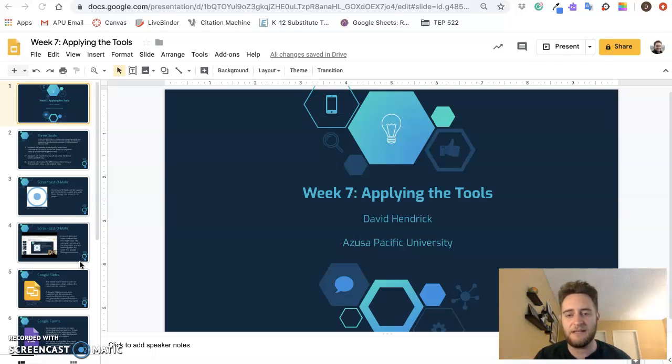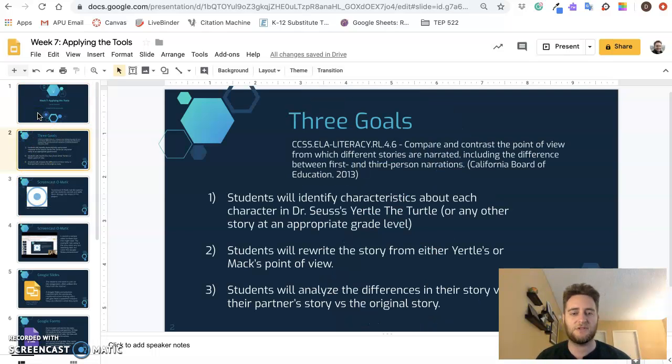So anyway, I'm getting a little ahead of myself, diving into what this project would be that I'd be doing with the students. I'm not in the classroom right now, so I kind of picked this at random for a grade I'm hoping to end up in, 4th grade. The idea here, this standard, is that the students are comparing and contrasting a story from different points of view, so the difference between a first person and a third person narration.